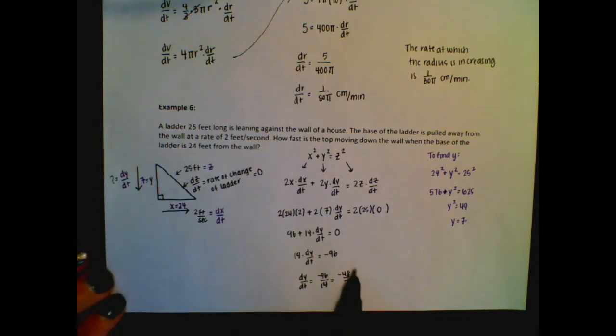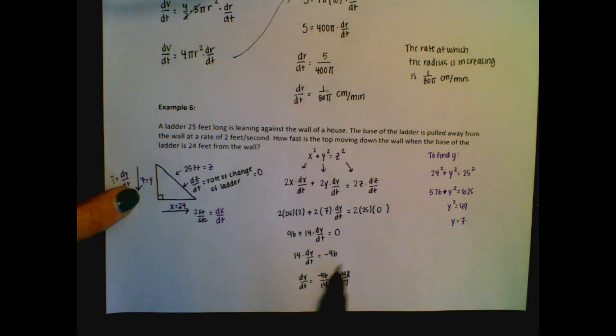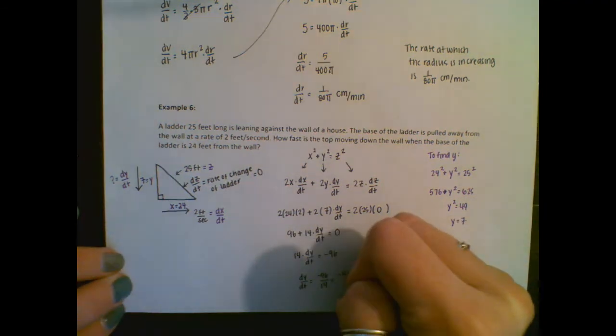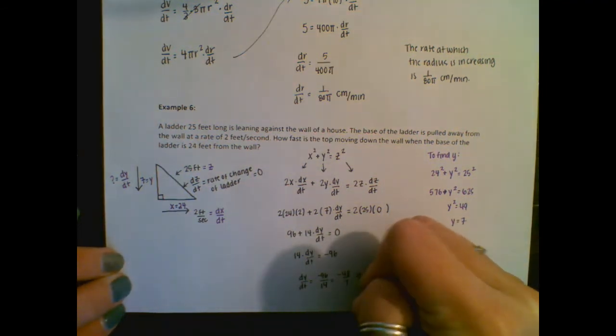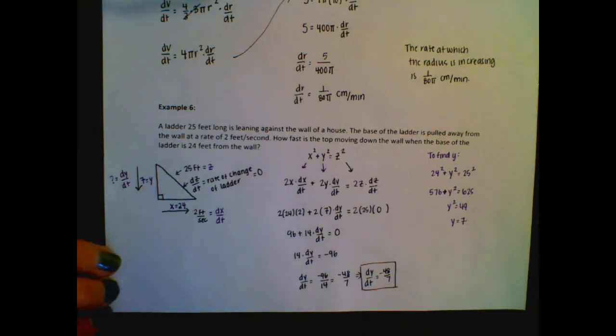And in context of what we were talking about with negative and positive rates of change, this is telling us that the rate of change of y is actually negative, which makes sense because as the ladder slips down the wall, this distance of y is going to get shorter. If it's getting shorter or smaller, our derivative is going to also change in a negative direction. So our derivative here should be negative. When we do write out the answer to the question, though, we're just going to have to be a little bit careful about how we word this. So dy/dt is definitely negative 48 over 7.